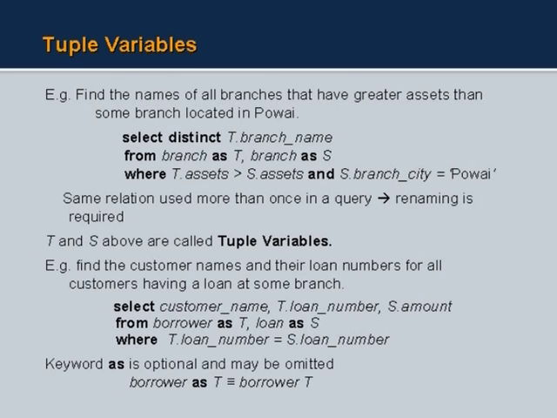So what this has done is this copy of branch has been named as T, this copy of branch has been named as S. So now I can say T dot assets greater than S dot assets and S dot branch city equal to Powai. So S is restricted to branches in Powai, and I'm selecting distinct T dot branch name where the assets of T are greater than S. So all the names of all branches that have greater assets than at least one branch located in Powai.